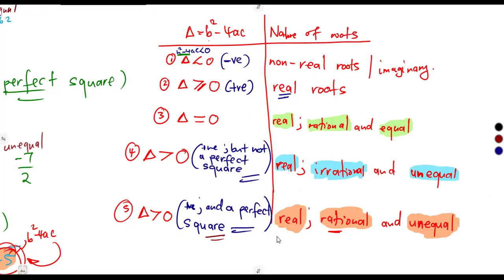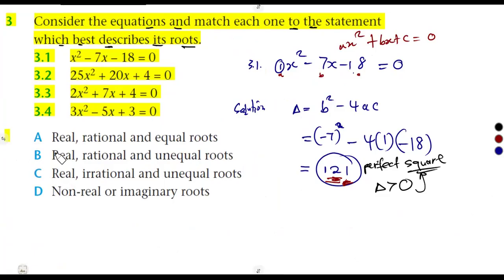So which part has these three? Real, rational, and unequal. This is what we need. So this is what we have here. Real, rational, and unequal is on part B. This was the best solution. B. So 3.1, you're going to take B.